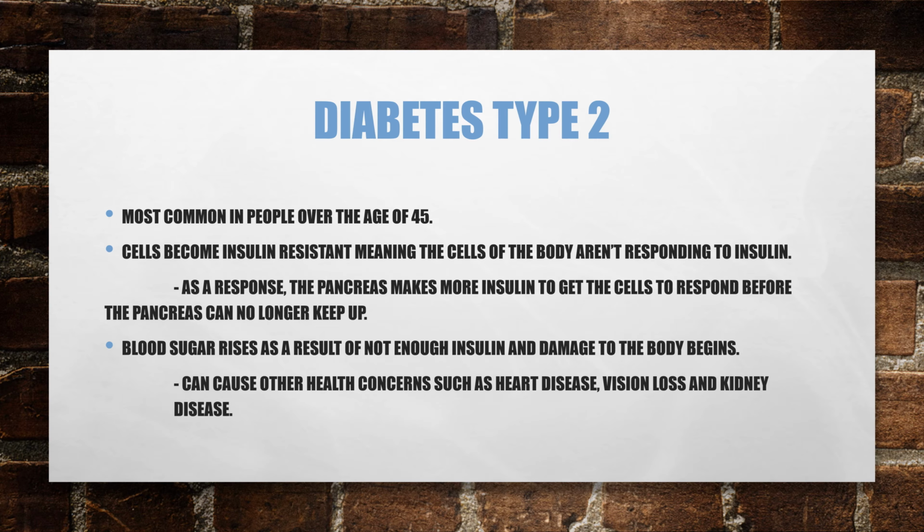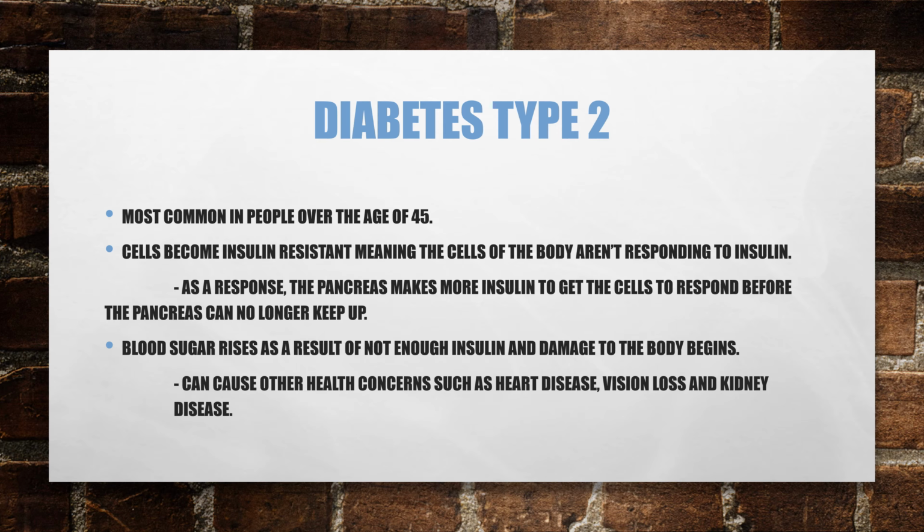In diabetes type 2, this form of diabetes is the most common in people over the age of 45. In this form of diabetes, cells become insulin resistant, meaning the cells of the body aren't responding to the insulin that is being provided to them. And as a response to this, the pancreas continues to make more insulin to get the cells to respond before the pancreas can no longer keep up. The pancreas is producing so much just to get the cells to respond to the insulin to take up the glucose that the pancreas eventually loses the ability to produce that much in an efficient manner.